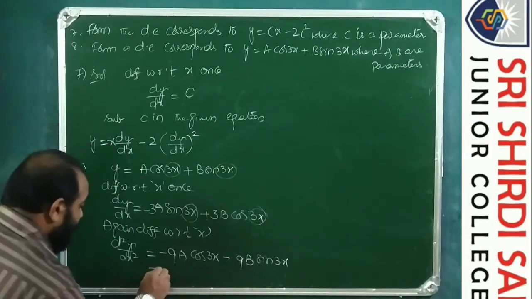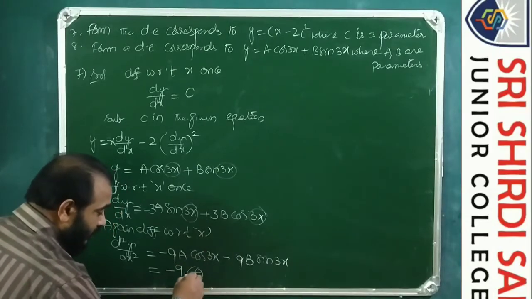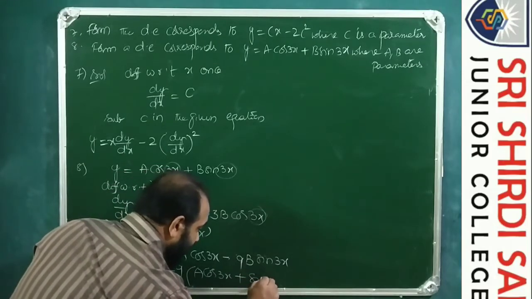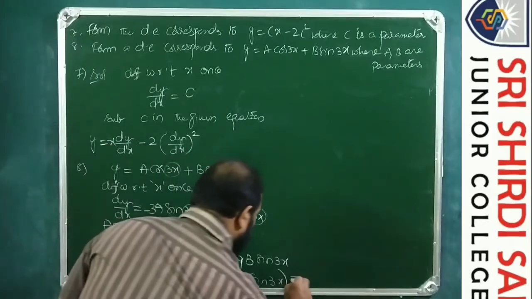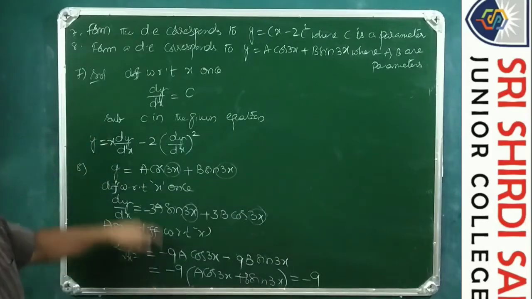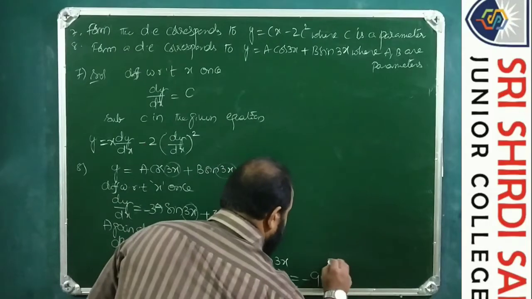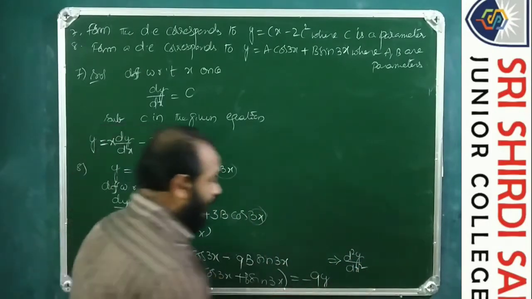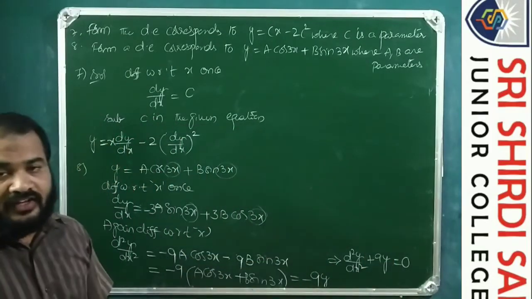So in both of them, minus 9 being a constant is common: cos 3x plus sin 3x, b sin 3x. So this equals minus 9 times a cos 3x plus b sin 3x, which is what? y. So d²y/dx² equals minus 9y, or d²y/dx² plus 9y equals 0, is the required differential equation.